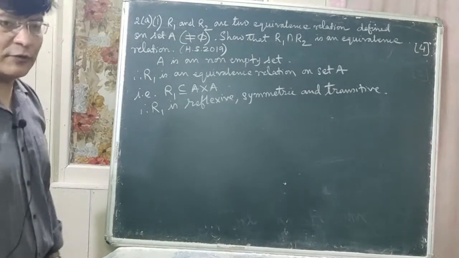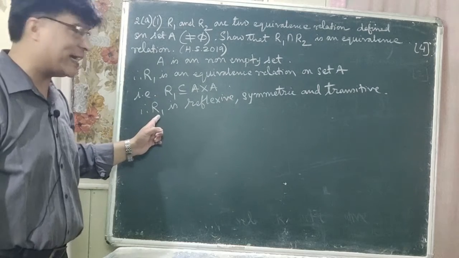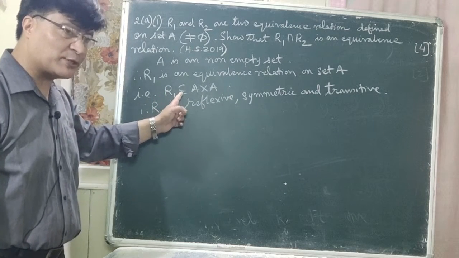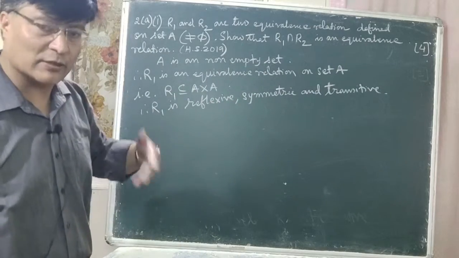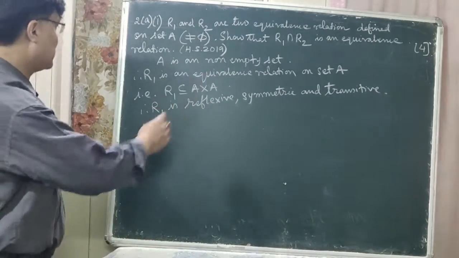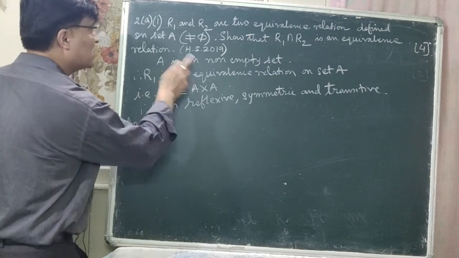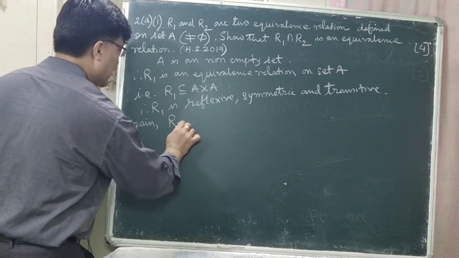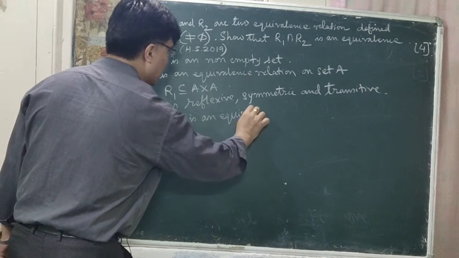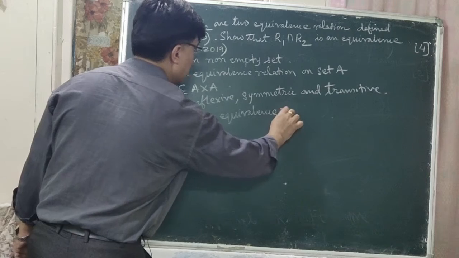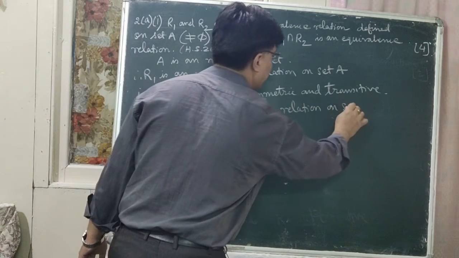Is that clear to all of you? Since R1 is an equivalence relation on the set A, we can write down that R1 is a subset of A cross A, and R1 is reflexive, symmetric and transitive because it is an equivalence relation. Similarly, R2 is the same case here. R2 is an equivalence relation on set A.